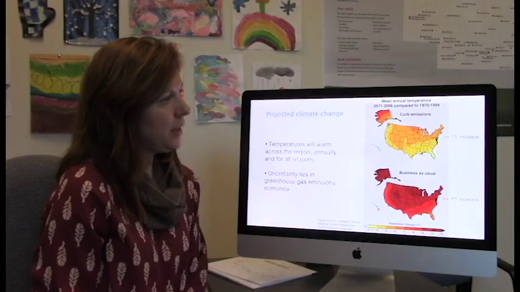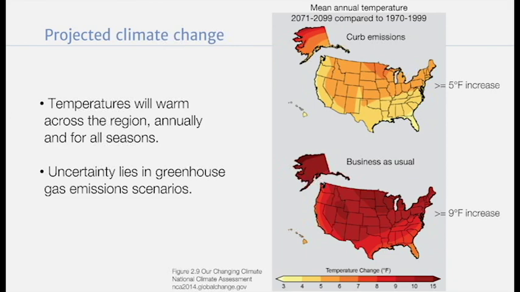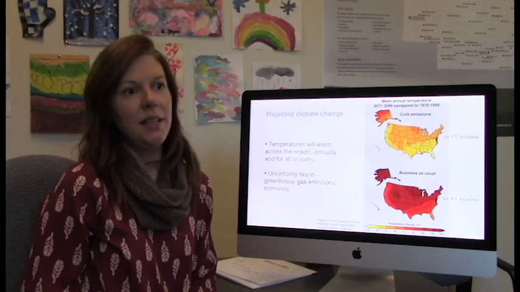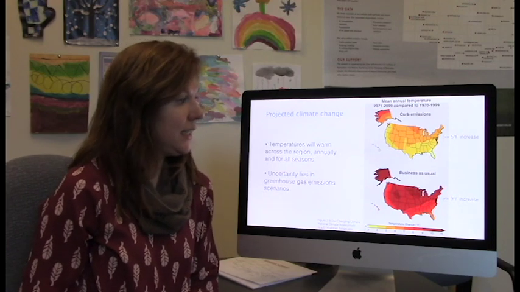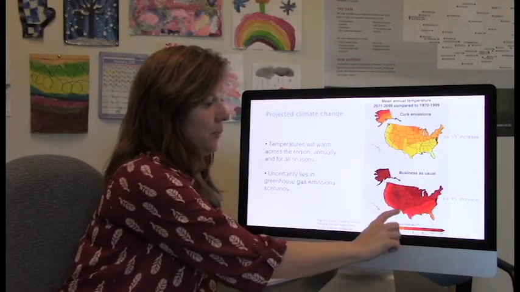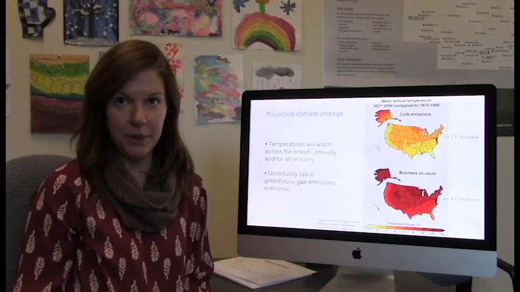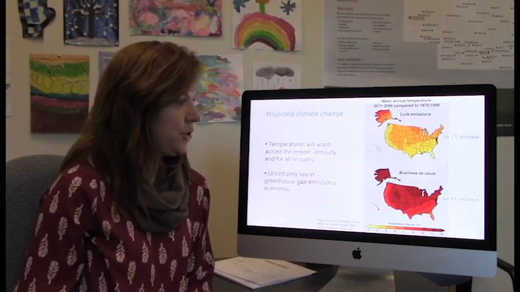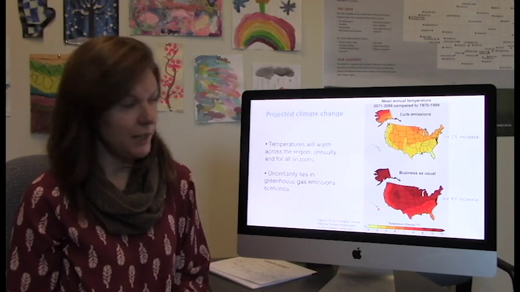Looking at mean annual temperatures for Nebraska, in the top scenario, going out decades into the future, we're looking at about a 5-degree Fahrenheit increase. For Lincoln, that would mean our average annual temperatures would look more like Topeka currently does, as opposed to Lincoln. And you can see much more red, the darker colors here, so about a 9-degree Fahrenheit increase on an annual average temperature basis. That would mean Lincoln would look more like Oklahoma City does now in terms of average annual temperatures.